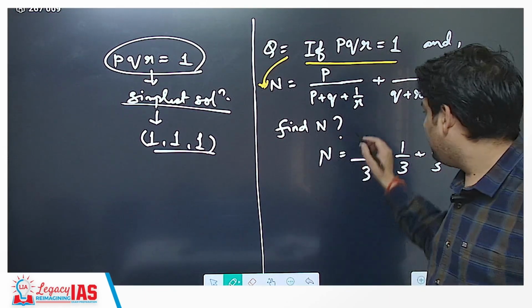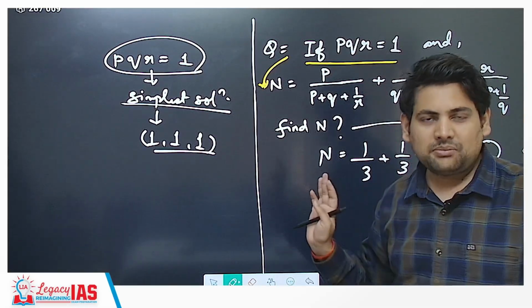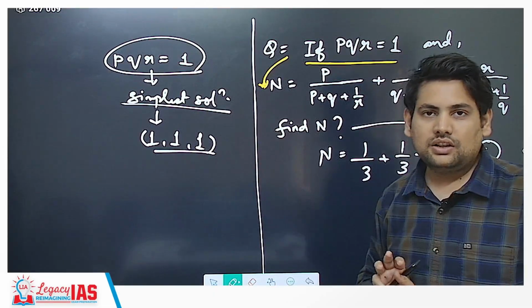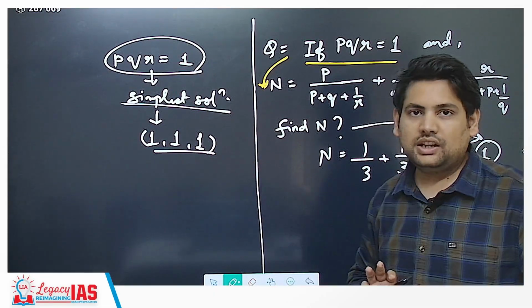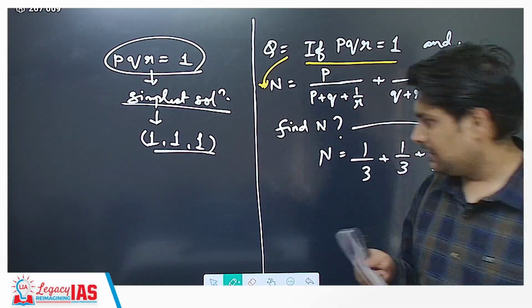So the value of N will be equal to 1. You can also use the algebraic method, but that will be too long. So usually we use these conditional identities like this. Okay, let's try one more question.